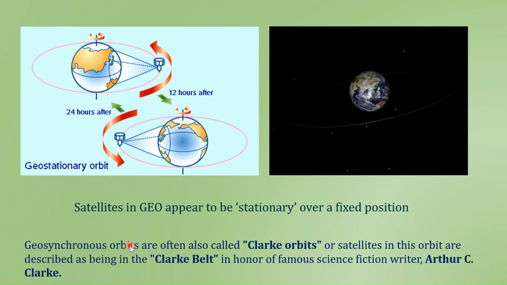Now these geosynchronous orbits are also referred to as the Clarke orbit, or the satellites in these orbits are described as being in the Clarke belt, in honor of the famous science fiction writer Arthur C. Clarke, because the idea of the geostationary orbit came from his fiction.